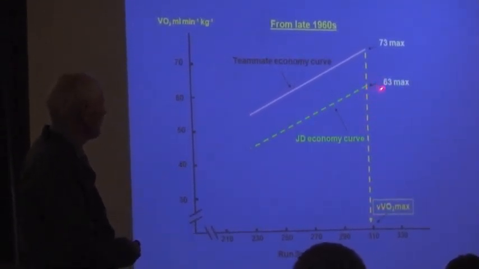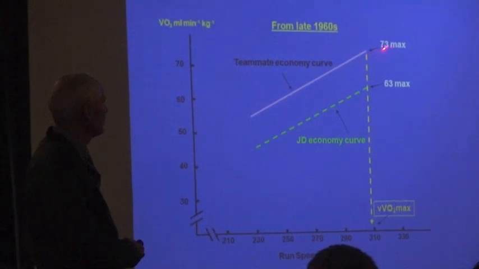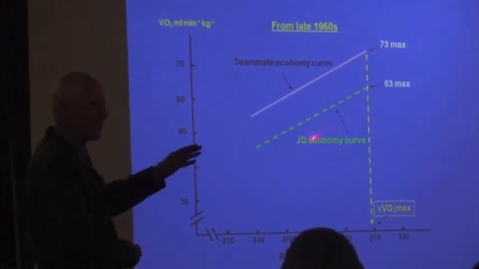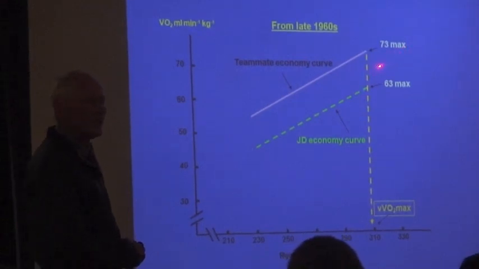Anyway, I had a 63 max. One of my teammates on pentathlon had a 73 max. He got tested in the lab, and I thought that lab screwed up the test. He can't, because we ran at the same times all the time. And he's got a max that's way higher than mine.